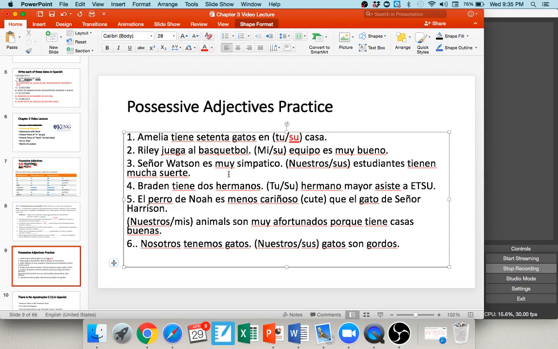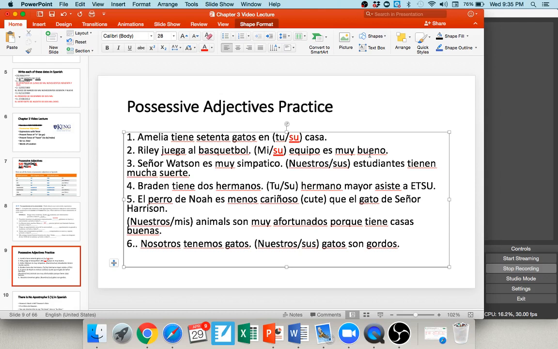Let's look at one more. Riley juega al basketball. Either mi or su equipo es muy bueno. So Riley plays basketball. My team is very good, or her team is very good. Well, we're talking about Riley, which would be she. So we want to say that Riley's team, her team is very good. So we should say su equipo es muy bueno. Okay? I'd like for you to take a moment, pause your audio, and please give numbers 3, 4, 5, and 6 a try.